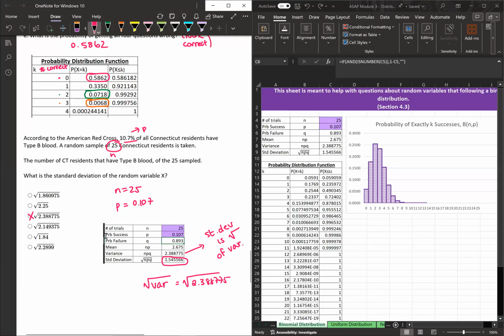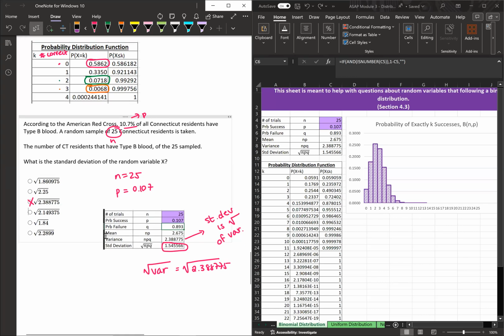Okay, I hope that helped enough to get you guys started on using Excel with the binomial distribution. I cannot recommend mastering this technology enough. We're going to be relying on Excel tremendously for the rest of the term. So please reach out for help as you need it.